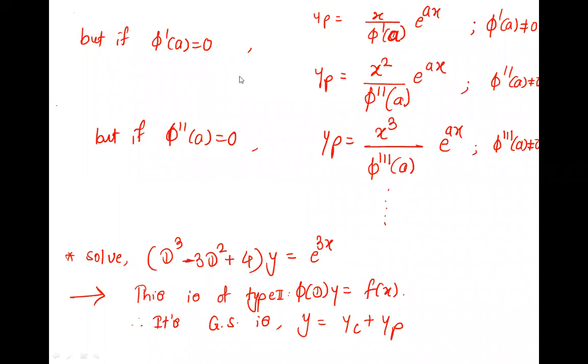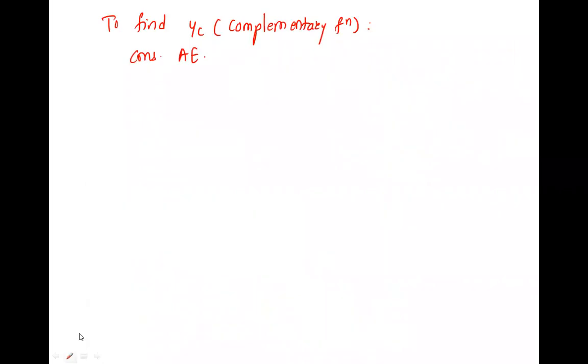yc is nothing but complementary function. As it is first, I'll write for you complementary function. To find yc, what you have to do is consider the auxiliary equation. What is the auxiliary equation? D cube minus 3d square plus 4 is equal to what? 0. Very good. Now, yc is actually the solution of type 1, phi dy equal to 0.